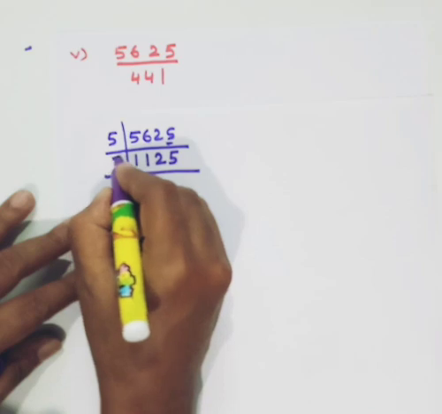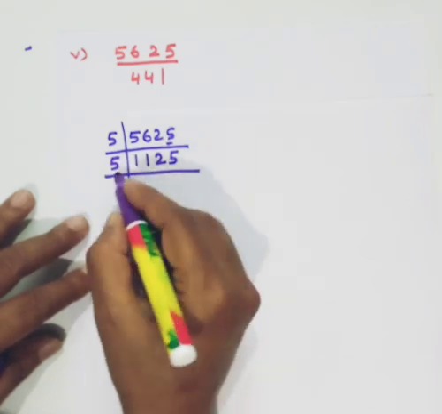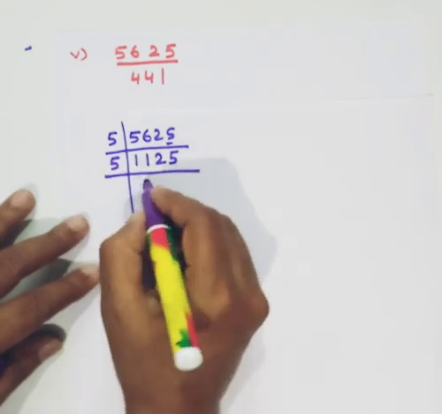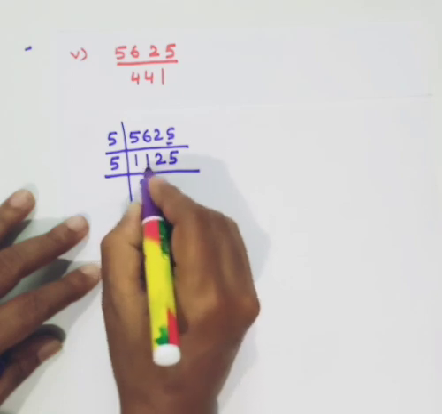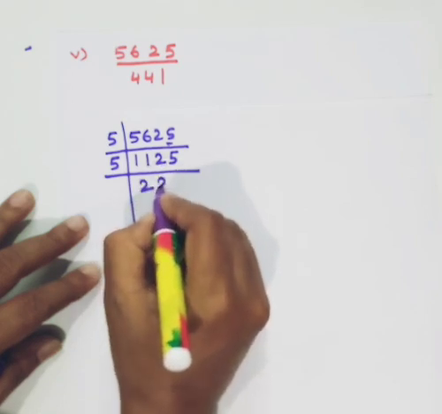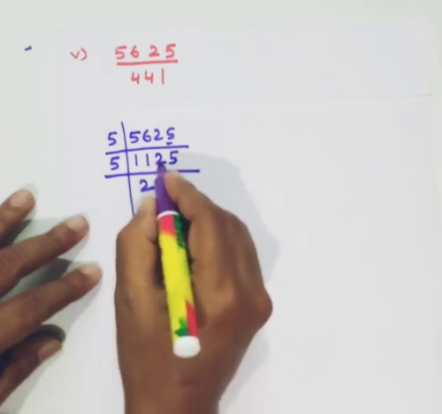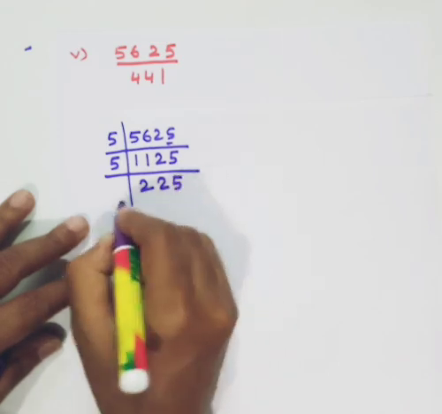Again 5 in the units place, so we shall factorize with 5. 5 twos are 10, 12, 5 twos are 10, again 2 left, 25, 5 fives are 25.